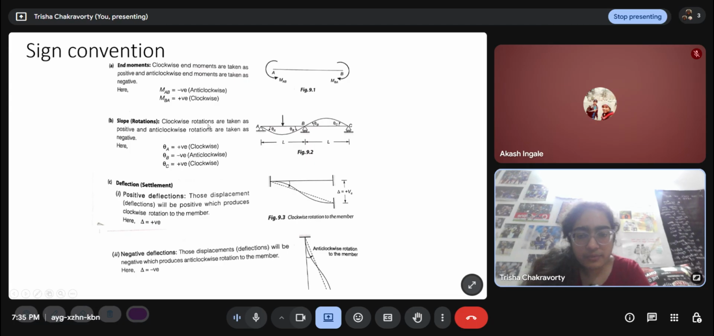Now, for slope, clockwise rotations are taken as positive and anti-clockwise rotations are taken as negative. So this might seem the same, like these two sign conventions are the same, but moments and slopes are the dual things again. Like moment gives rise to slope, force gives rise to deflection, the translation, you can say. So here, theta A, you see theta A is in the anti-clockwise sense. Theta B is in the clock. Okay, theta B is also in the anti-clockwise. Sorry, one second. Theta A is in the clockwise sense.